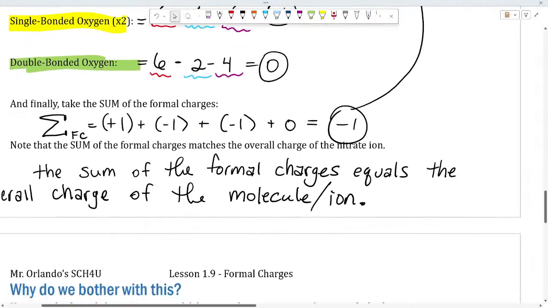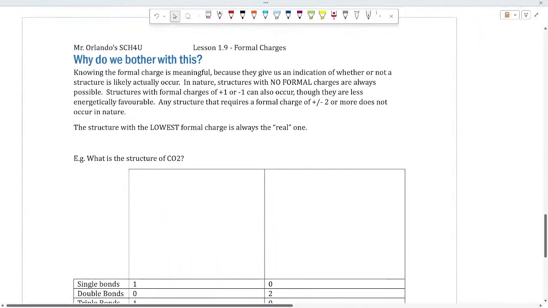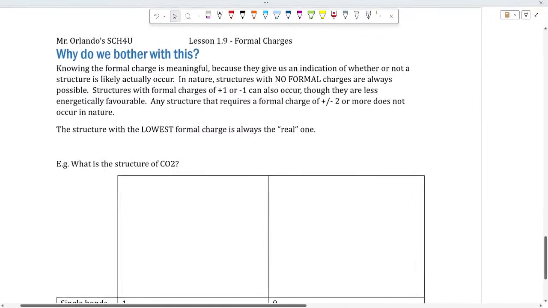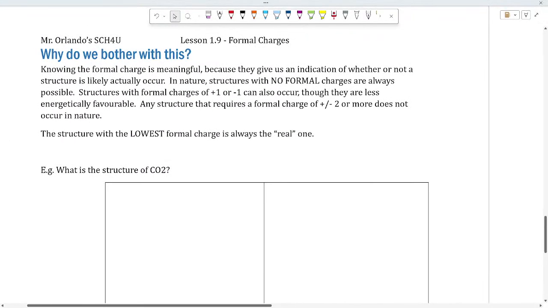Cool? All right. I want you to try this. Why do we bother with this? Knowing the formal charge is meaningful because it gives us an indication of whether or not a structure is likely to actually occur. In nature, structures with no formal charges are always possible. But a structure with a formal charge of +1 or -1 can occur. So if your structure has to give something a formal charge of +1 or -1, that structure can still be legit. That can still happen. They're less favorable, but they can happen. Any structure that requires a formal charge of +2 or more or less doesn't occur in nature.